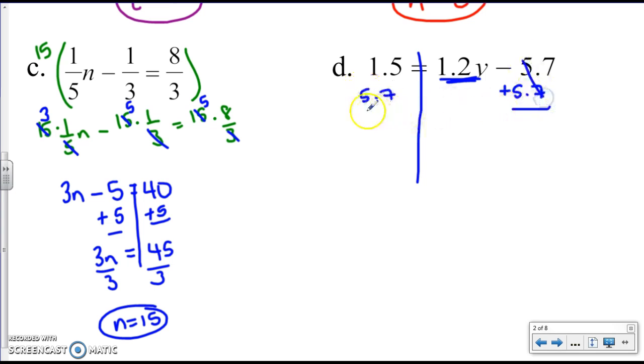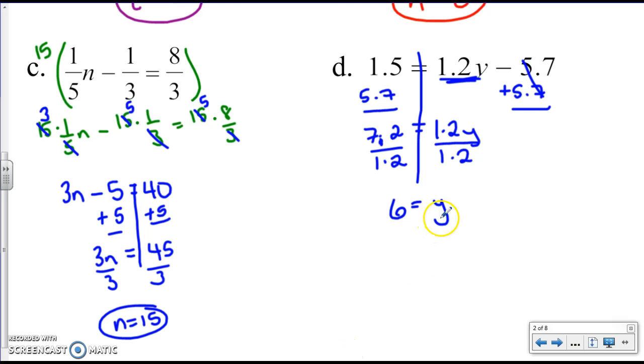So on the right side they cancel. On the left side I get 7.2. So 7.2 equals 1.2y. So 1.2 times y, I need to divide by 1.2 on both sides to get 6. Sorry, not 0.6, 6.